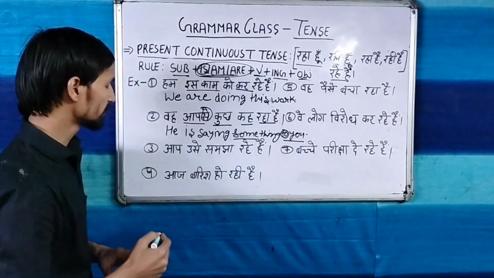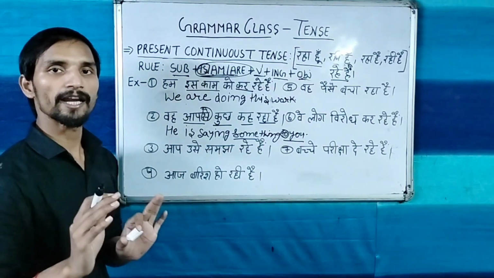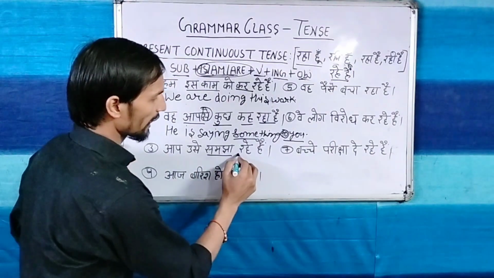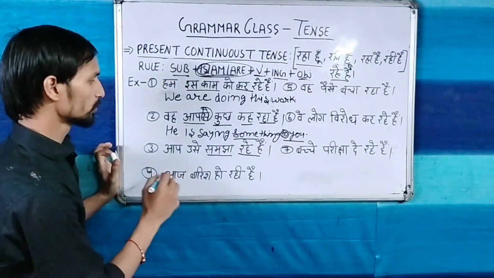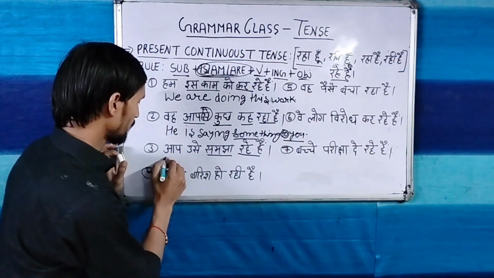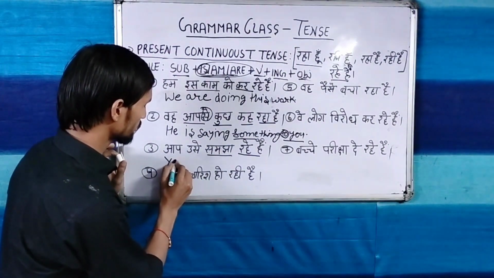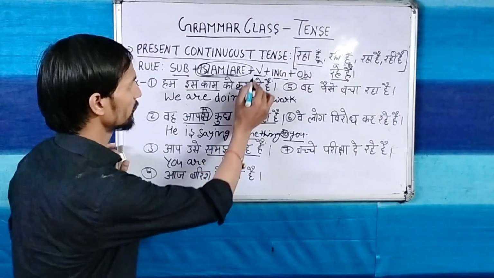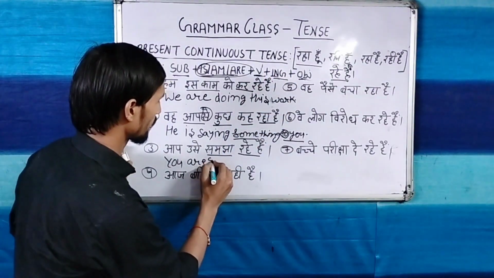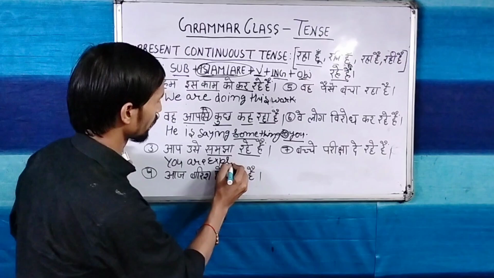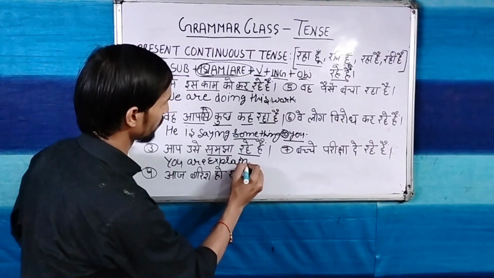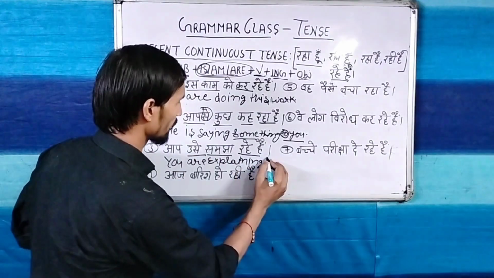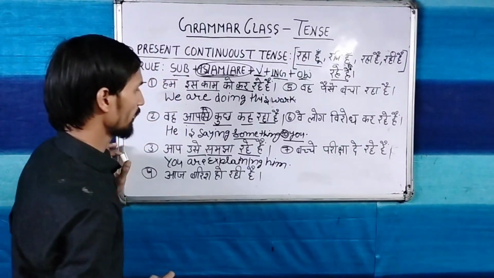Now let's see third sentence. The third sentence is आप उसे समझा रहे हैं. So with verb समझाना and with it रहे हैं word is coming. So this is present continuous tense. Now first we have to take the subject. Subject is you, with you helping verb are, with are verb first form and ing. समझाना, explain, and also we have to add ing. You are explaining him.